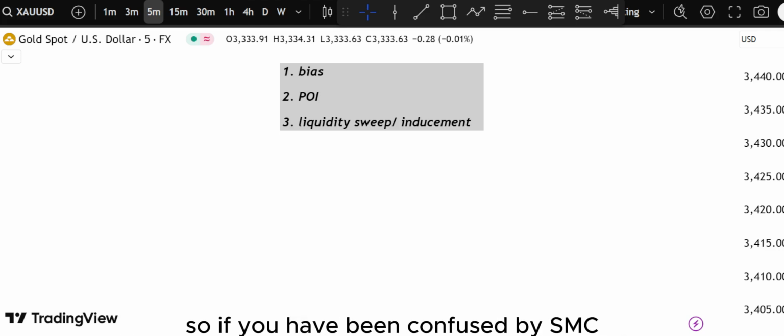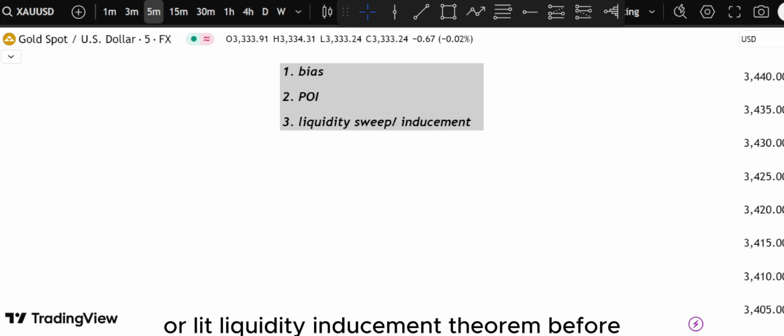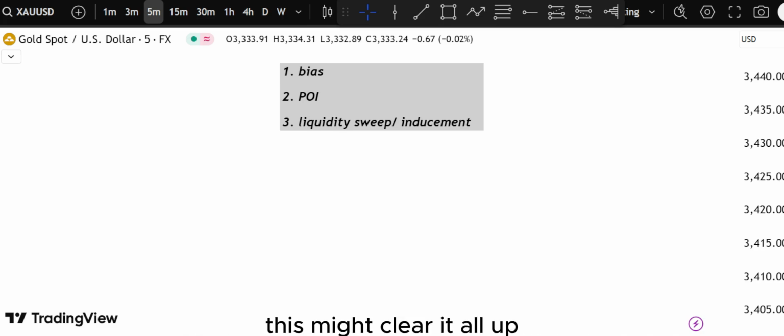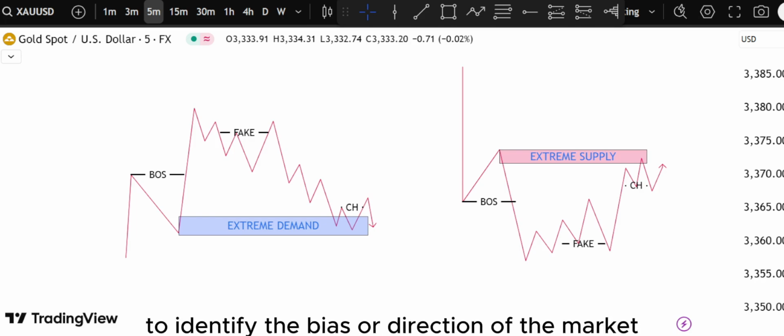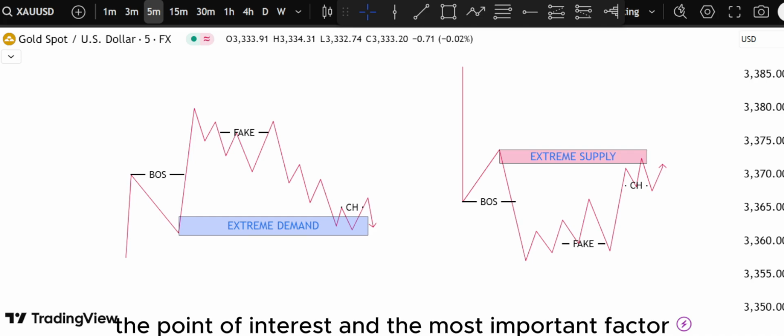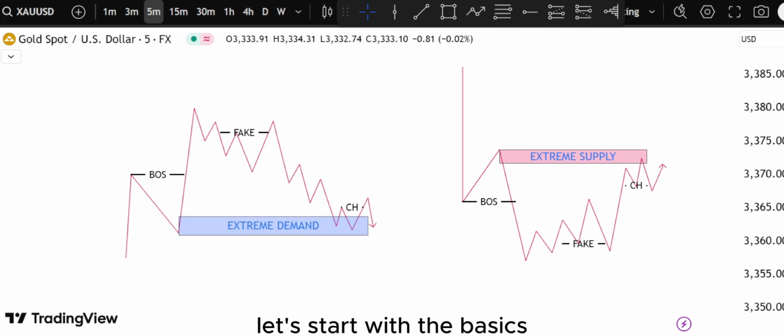So if you have been confused by SMC, smart money concept, or liquidity inducement theorem before, this might clear it all up. With just 3 proven steps, you will be able to identify the bias or direction of the market, the point of interest, and the most important factor, the liquidity, so you don't become the liquidity itself. Let's start with the basics.